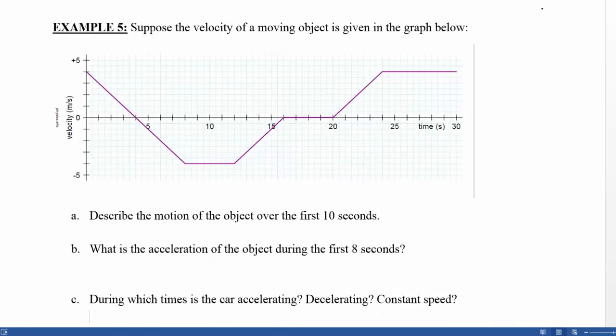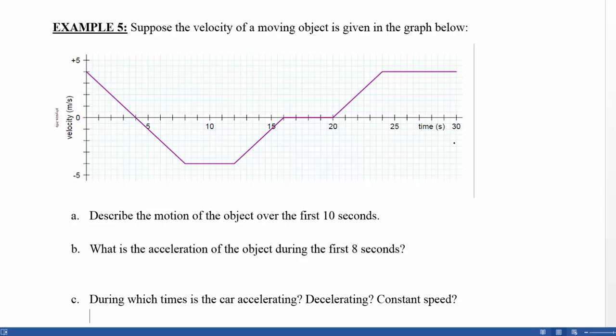Example 5. Suppose the velocity of a moving object is given in the graph below. So let's take a minute to talk about this graph. We can see that time is in seconds, and the velocity appears to be in meters per second. So we have some object that's moving. For the case of what we're going to be studying here, let's assume that positive movement means that we're moving away from a base, and negative movement means we're moving back towards the base or in the other direction.